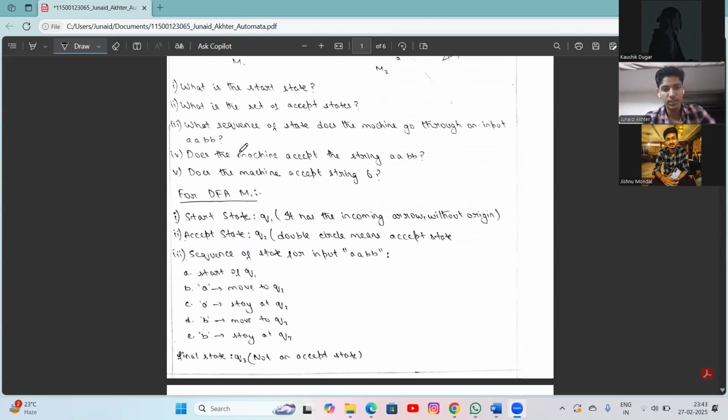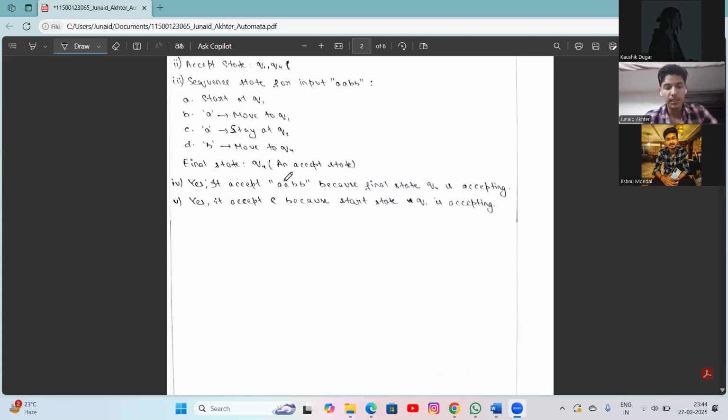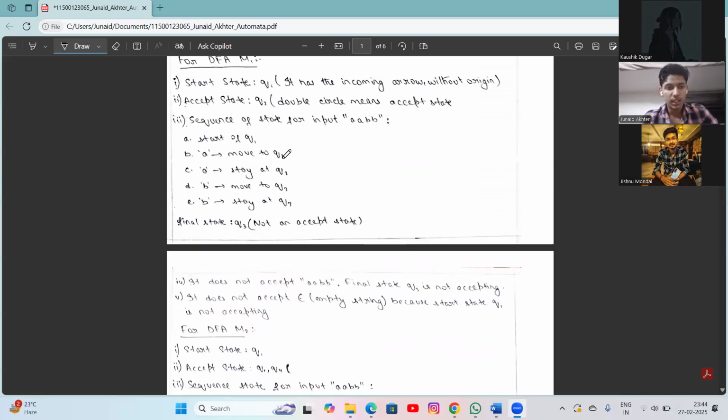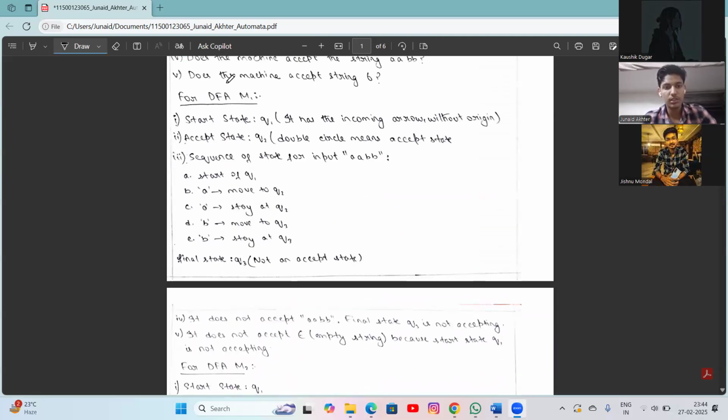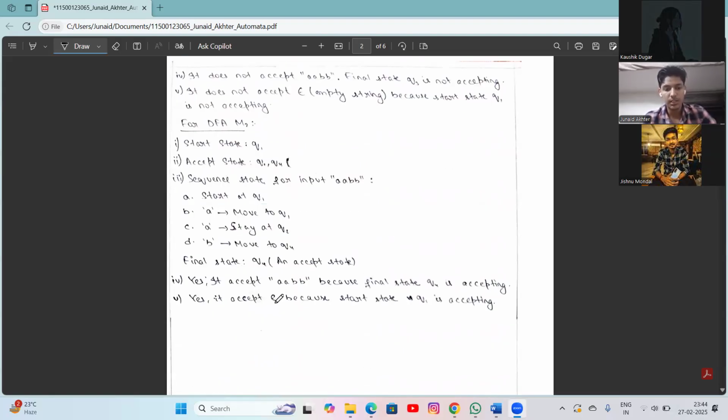So the next question is, does the machine accept the string AABB? Yes, it accepts AABB because the final state Q4 is accepting. And the last question for machine M2 is, does the machine accept the empty string? Yes, it accepts epsilon because the start state Q1 is accepting.